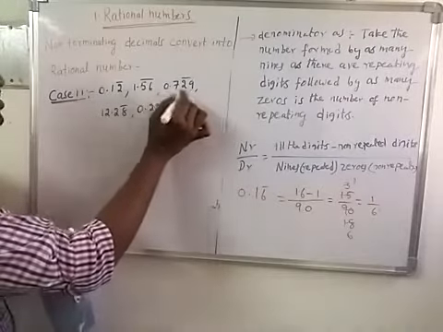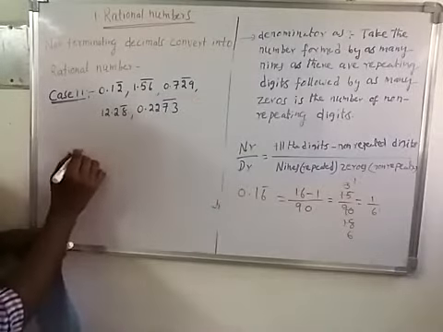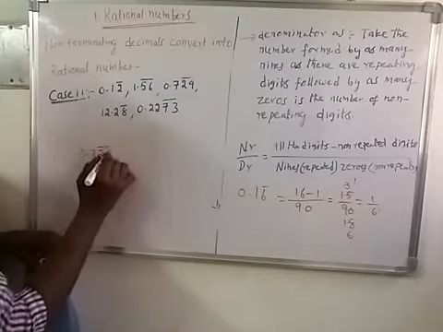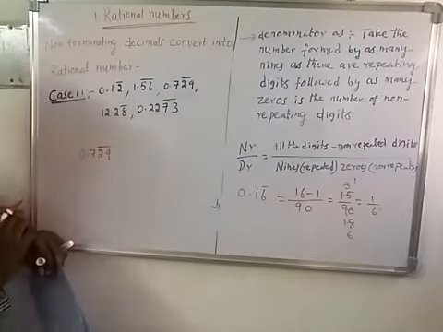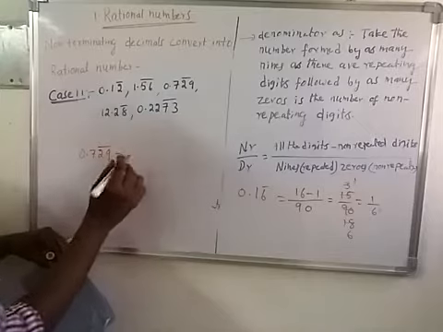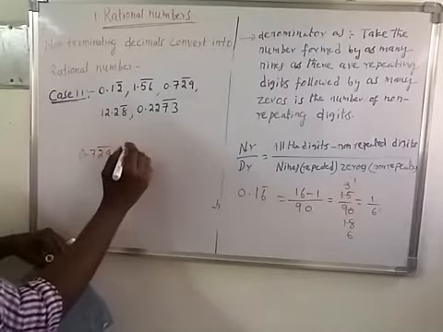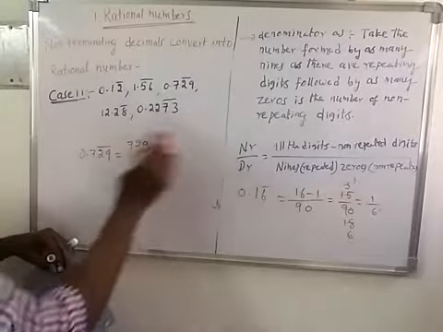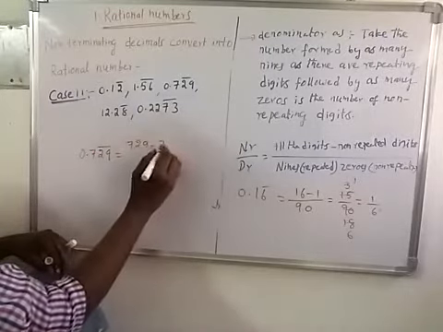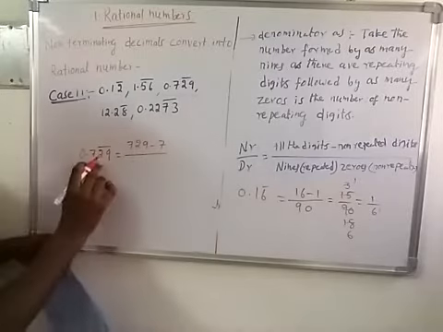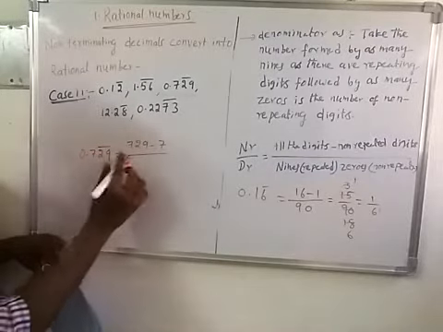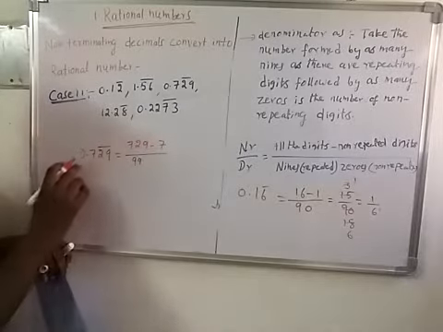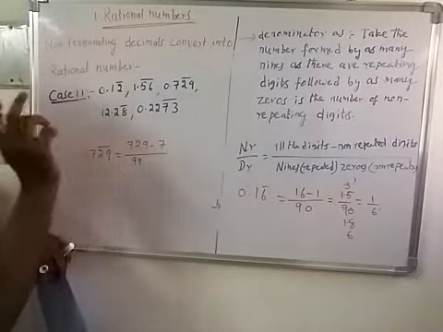Now 0.729 bar. Bar is only on 2 and 9. So first of all we write all digits, 729, minus the non-repeated, which is 7, by repeated, how many digits? 2. So as many 9s we will write in the denominator place, and non-repeated is 1.